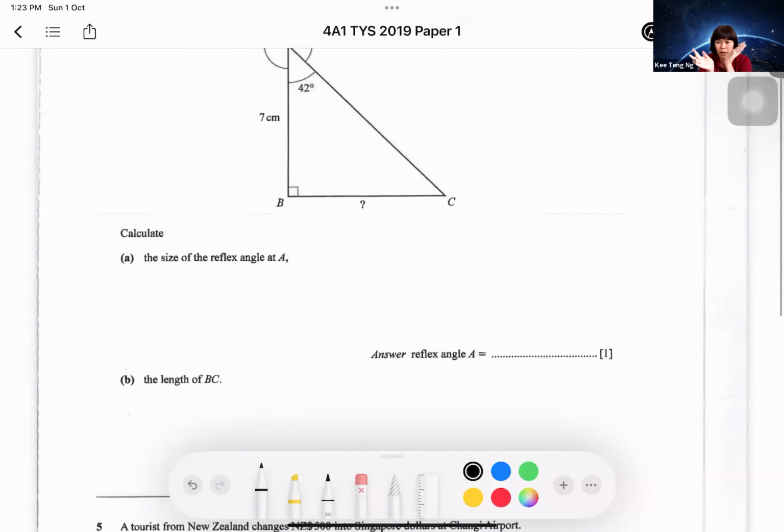So what about the other one? The one that looks a little bit like that. This one is my obtuse angle. This one is my acute. And this one is my reflex. Reflex means more than 180.